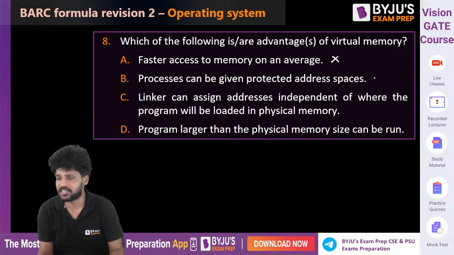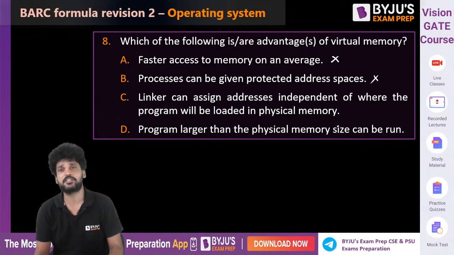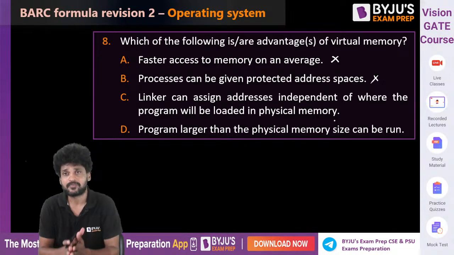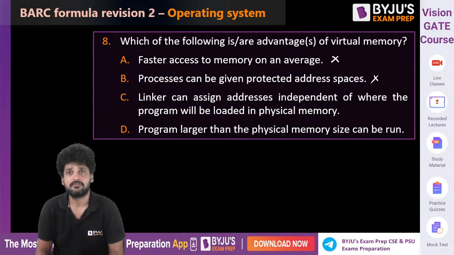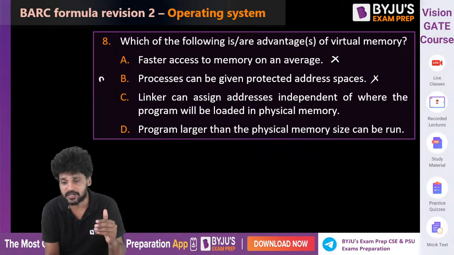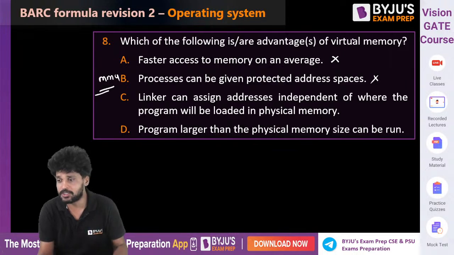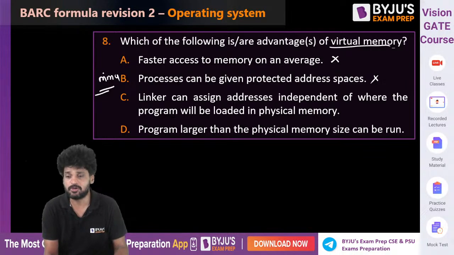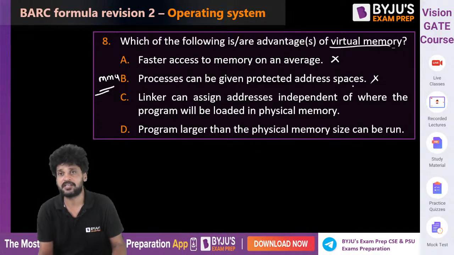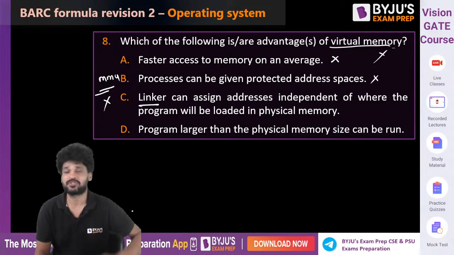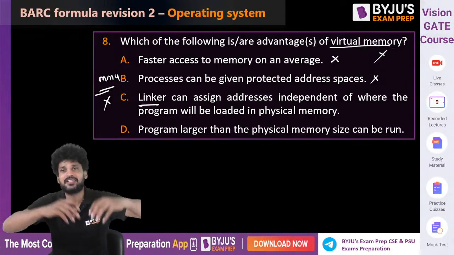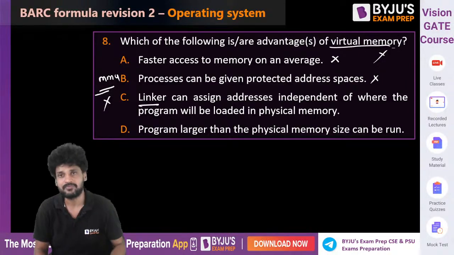Processes can be given protected address space. No. Protected or private address space is defined by the memory management unit, MMU. Virtual memory has nothing to do with this. Protected address space has to be taken care of by the memory management unit, but not the virtual memory. Linker can assign the address. Straight away I need to rule it out. Linker and virtual memory have no connection. Linker is a process which performs linkage between the current executing process and some files. It is going to link.